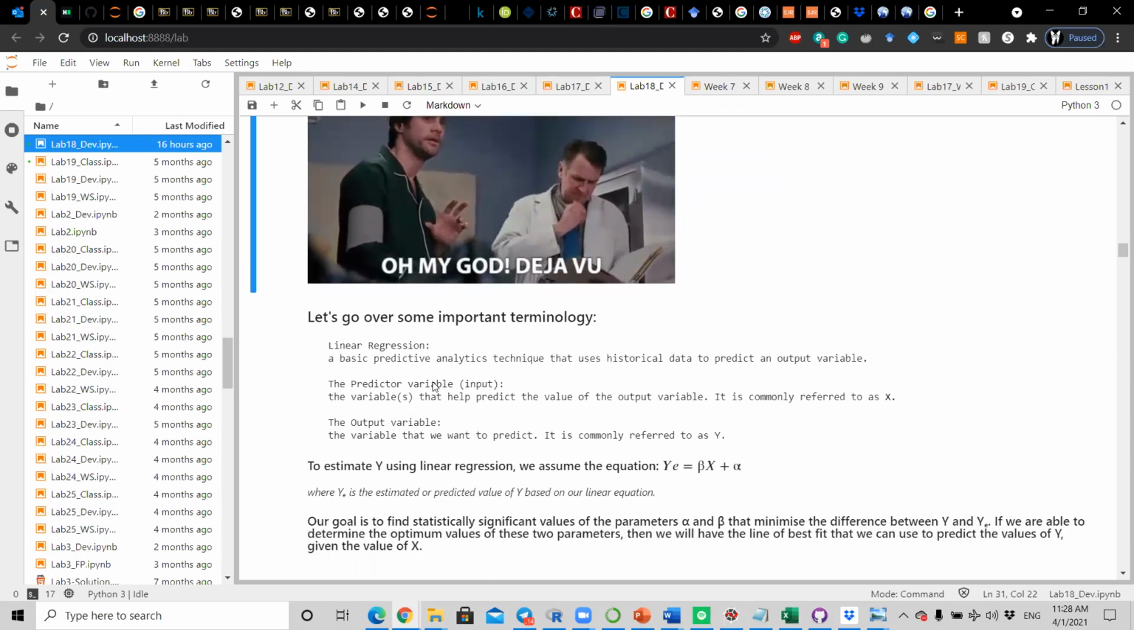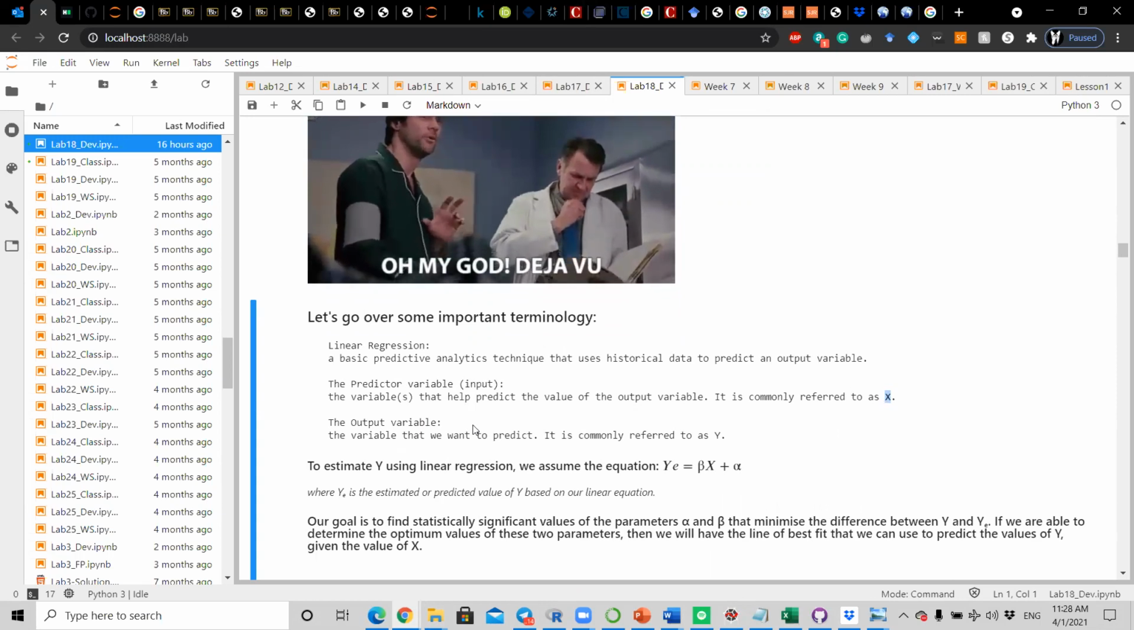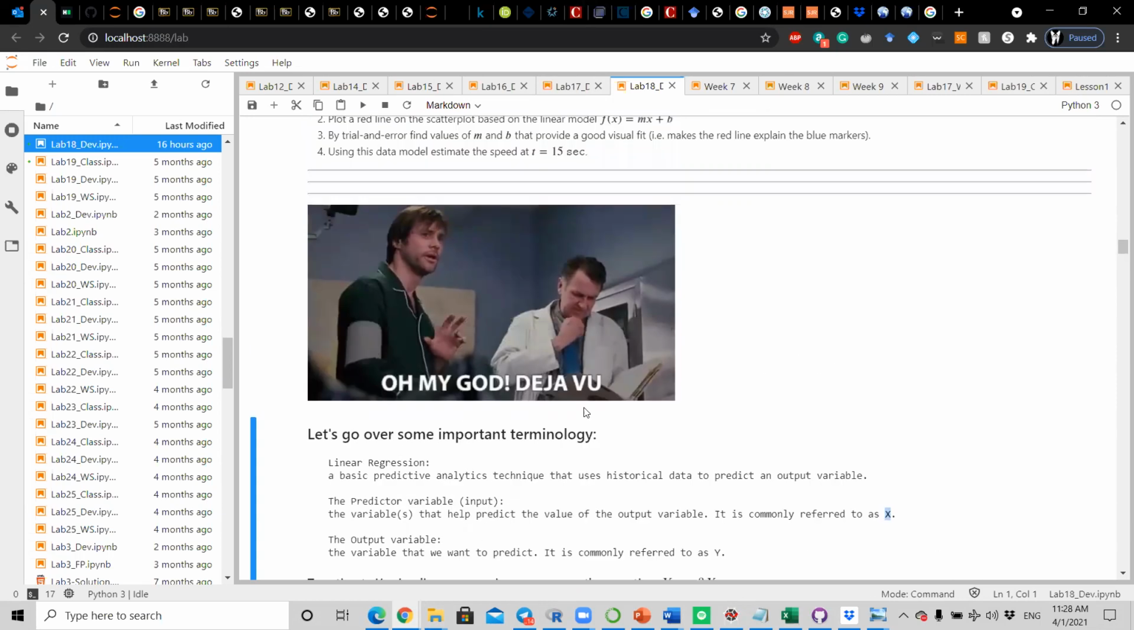The predictor variable or input is the variable or variables that help predict the value of the output variable. It is commonly referred to as X. This is the thing that we use to get what we want. This is going to be our input. The output variable is the thing that we want to predict. It is commonly referred to as Y.